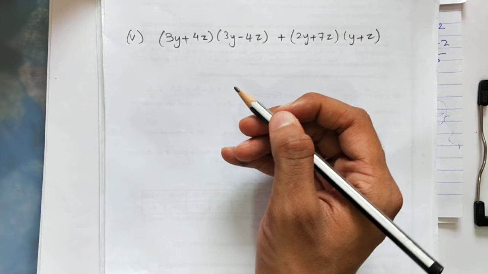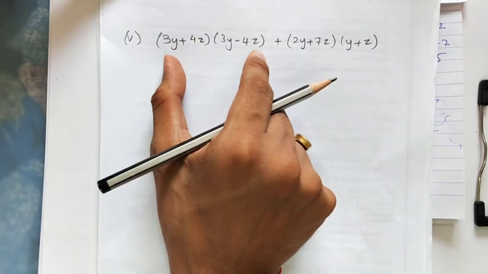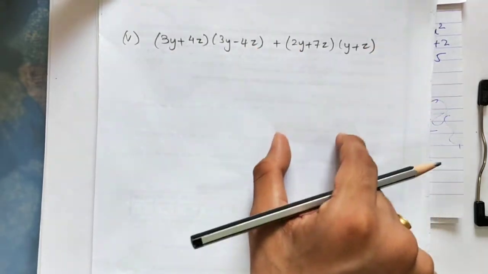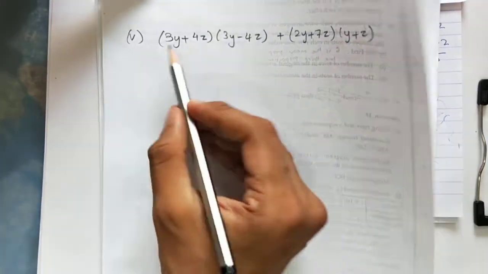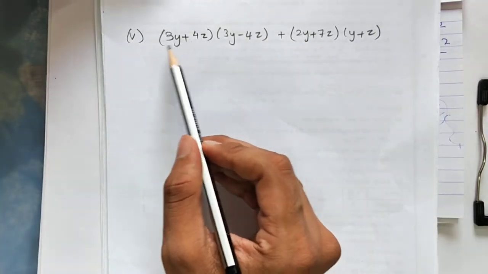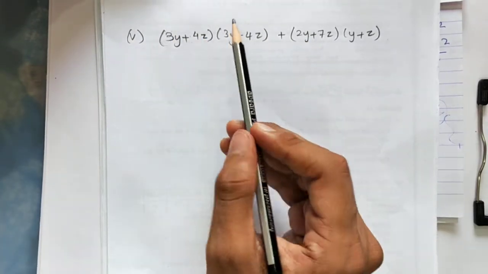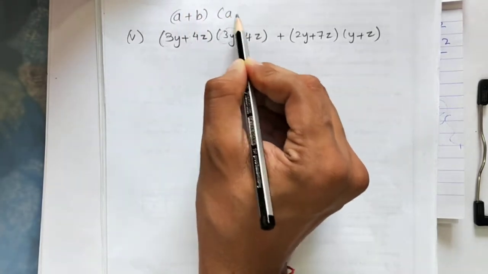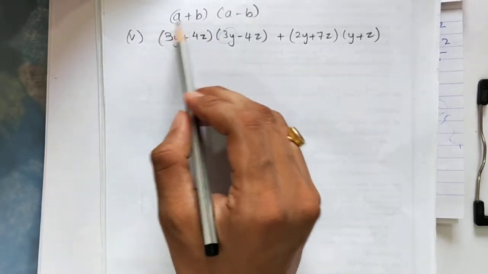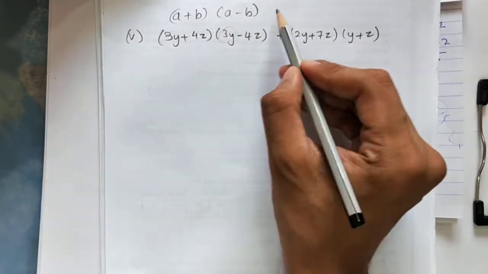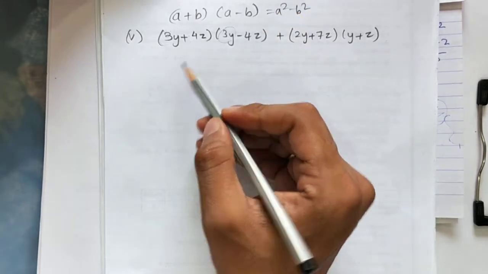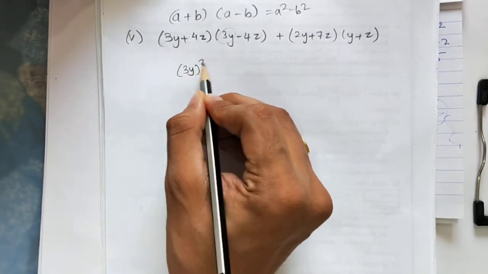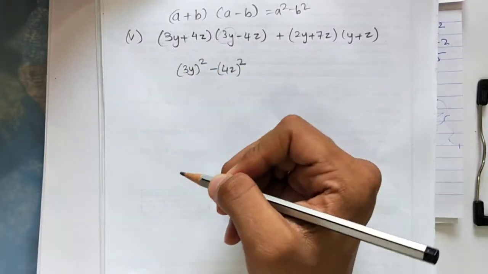The fifth one is also same, just they have added two sums. This is one sum and this is one sum. They have given both the sums together. So we'll solve this and then we'll add the answers. Let's solve this first. You observe, it is (3y plus 4z)(3y minus 4z), which is in the form (a plus b)(a minus b). What is that? It is a square minus b square. So it is 3y square minus 4z square.